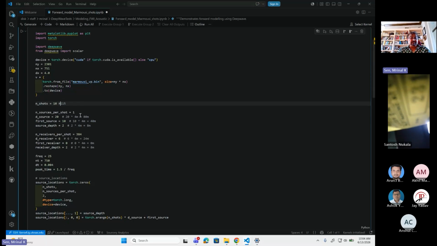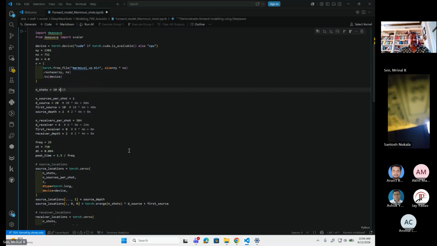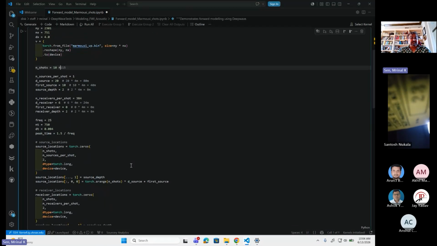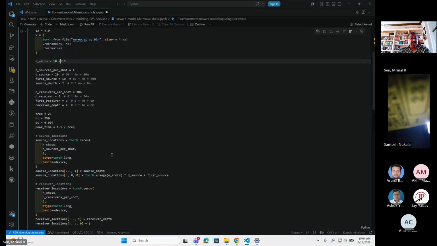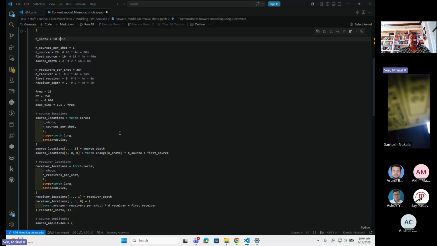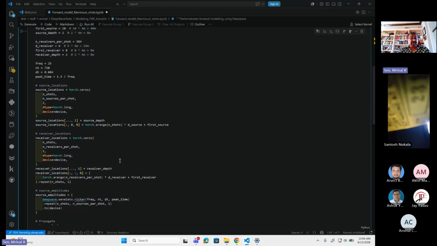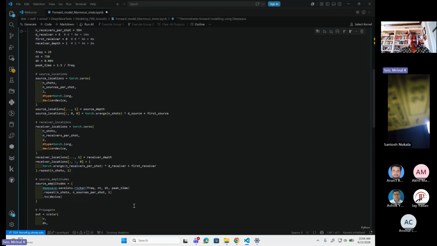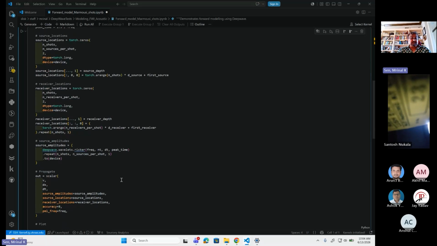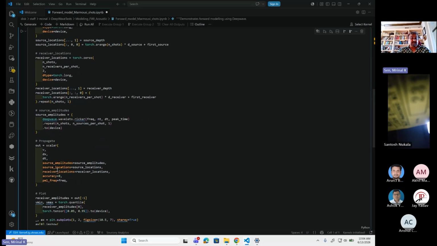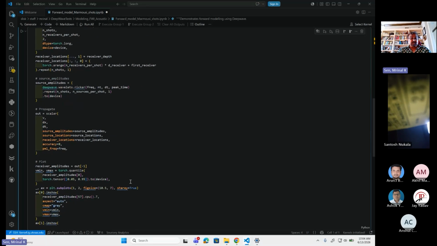These are the descriptions of the sources, and this is the receiver description. This is the frequency of the wavelet, the number of time samples, the sampling interval, and the peak time of the wavelet. Then this is your source location, these are your receiver locations, and this is the source amplitude. Now you are running the scalar, and then you are getting this.